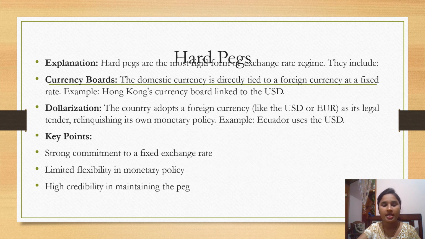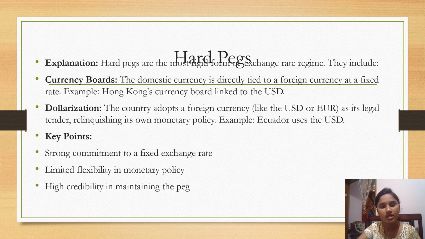Hard pegs. Explanation: hard pegs are the most rigid form of exchange rate regime. Currency boards: the domestic currency is directly tied to a foreign currency at a fixed rate. Example, the Hong Kong currency board linked to the USD.